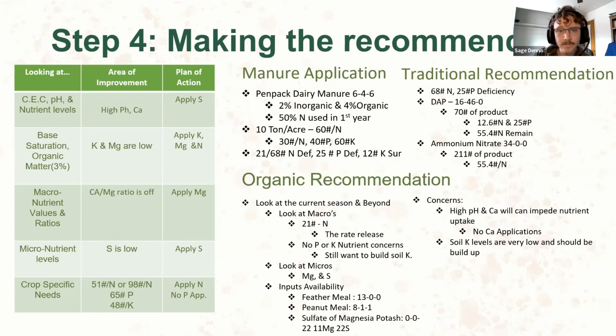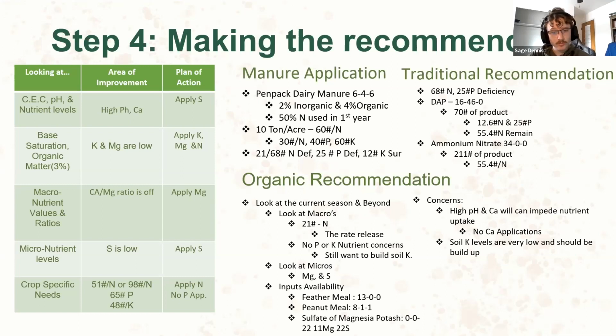Organically, we want to look at this season and beyond. Right now, in terms of our macronutrients, we have a deficit of 21 pounds of nitrogen. There are 25 pounds of phosphorus. But at 140 pounds of phosphorus in the soil, I would not be concerned about not having enough available phosphorus, because we are within our acceptable range.